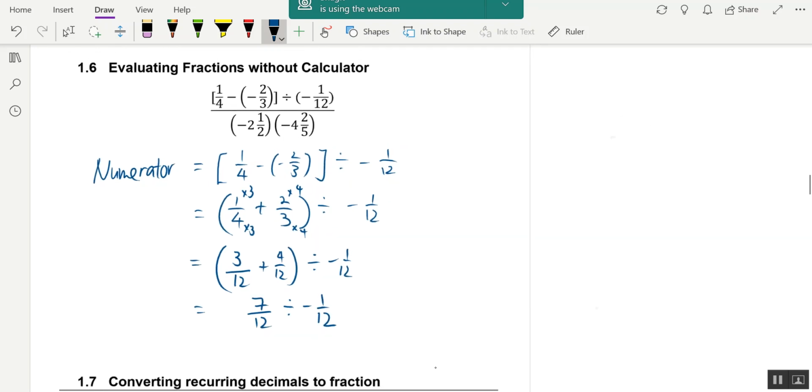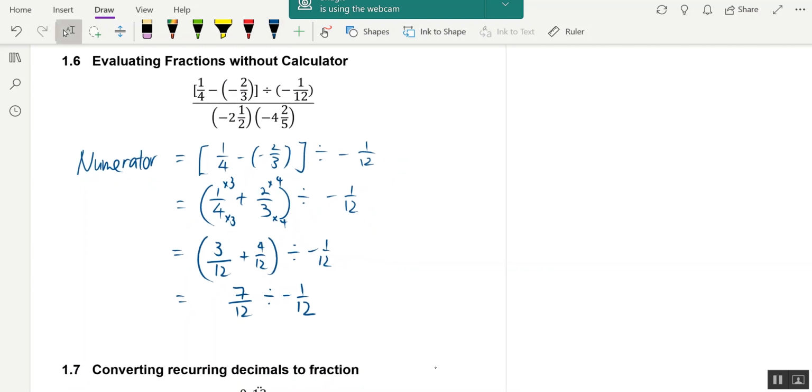In primary school, when we have fractions, we learn KFC: keep the left, flip the right, and then cancel. 7 over 12 multiplied by negative 12 over 1. Flip the right side, cancel 12, cancel 12. Your numerator is equal to negative 7. Such a nice number. Okay?